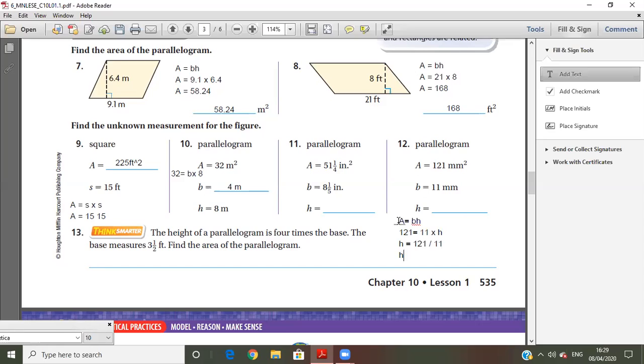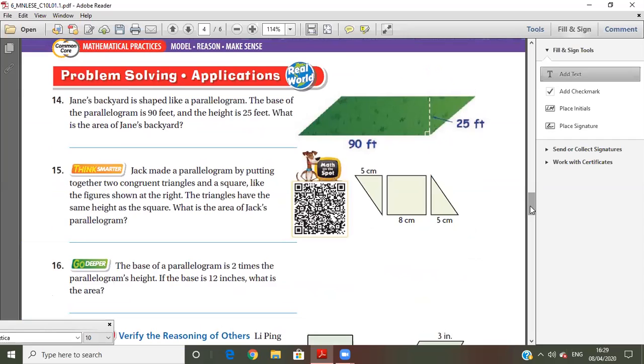So what is that going to be? 11, what gives you 121? 11, what gives you 11? 11s are 121. So height is also going to be 11 millimeter. Okay, so it's also going to be 11 millimeter. Okay, now let's move on to your favorite problem solving applications or problem solving.